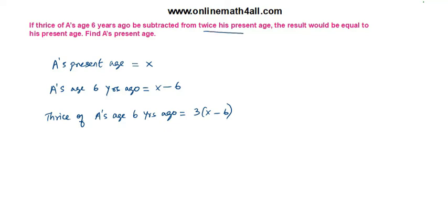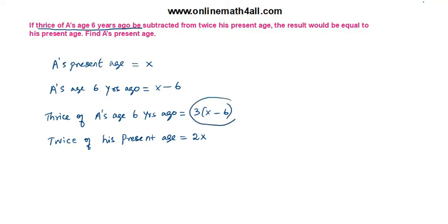Now twice his age. Already we know the age of A is x, that is our assumption. Then twice of the age will be just 2x. So because the age is x, twice of the age is 2x. Now according to the question, thrice of A's age 6 years ago, that means 3 times x minus 6, is to be subtracted from twice his age. This one has to be subtracted from 2x, that is twice the age.